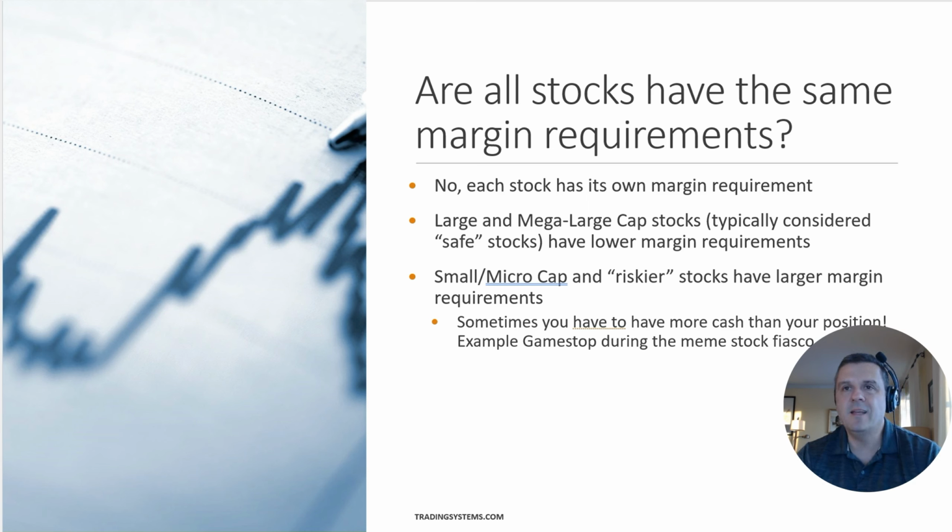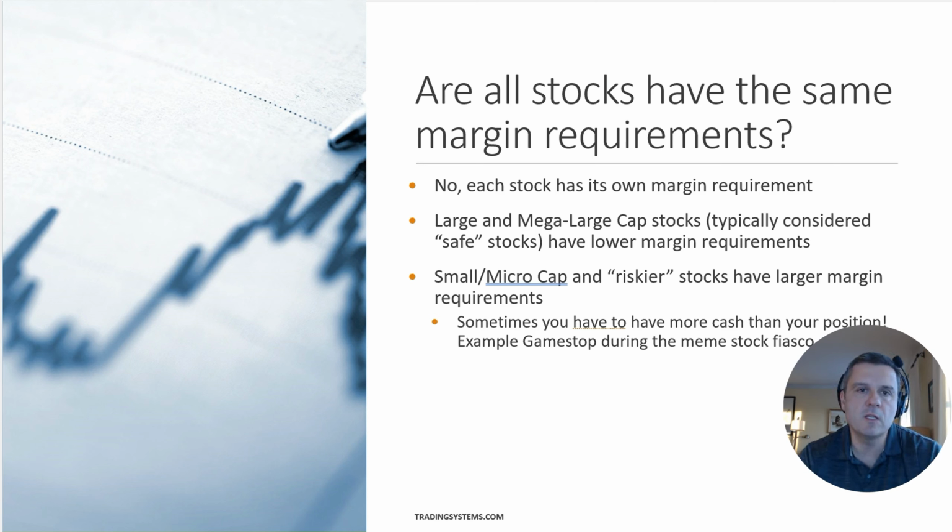But at that time, when the crazy stuff was happening with GameStop, the brokers were requiring, let's say, 300% margin, which means that for every dollar of the position, I have to have $3 in my account. So not only can I not borrow anything from a broker, the broker required me to have more money in to borrow anything.